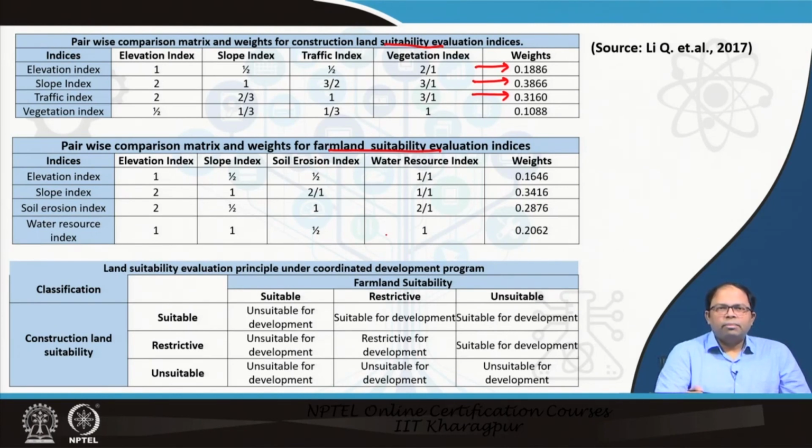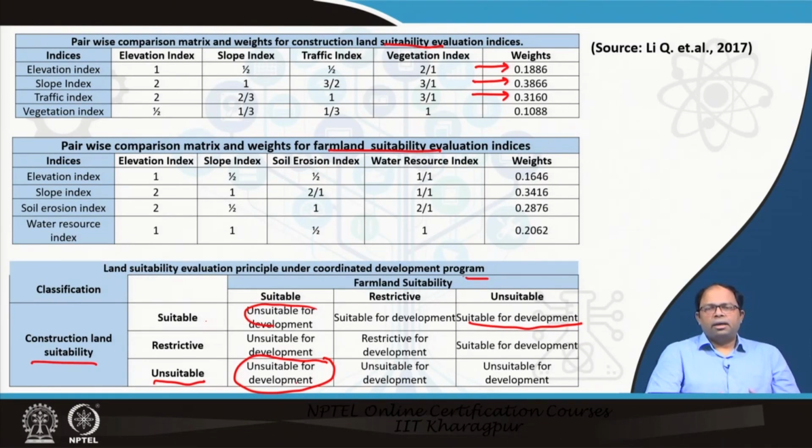Once we have used those weightages, we can also say that land suitability evaluation could be based on both of them. Here you can see a matrix created for construction land on one side and farmland suitability on the other side. Where both are suitable, it is unsuitable for development. When construction land is suitable but farmland is unsuitable, then it is suitable for development of that particular area. And when construction land suitability is unsuitable and farmland suitability is suitable, then it is suitable for development of probably farmland, or rather to keep it undeveloped, so it is unsuitable for development. So this kind of comparison could also be conducted.